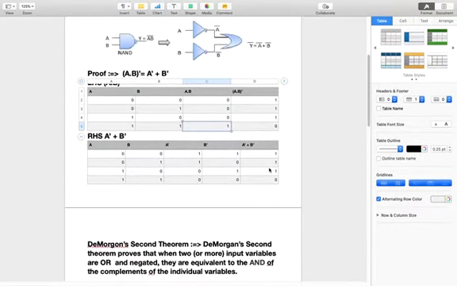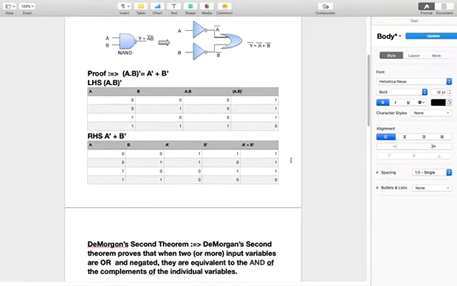Then we find the RHS. What is our RHS? A not plus B not. We have our two input variables A and B. First we find A not, which is 1 1 0 0, and B not, which is 1 0 1 0. Then A not plus B not: 1 plus 1 equals 1, 1 plus 0 equals 1, 0 plus 1 equals 1, and 0 plus 0 equals 0. So this is our LHS and this is our RHS. Here we prove that LHS equals RHS.